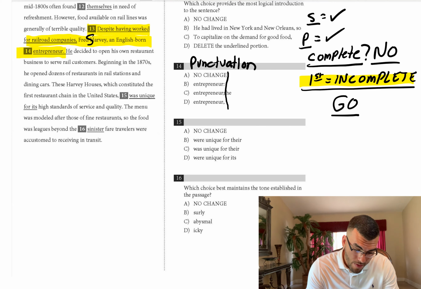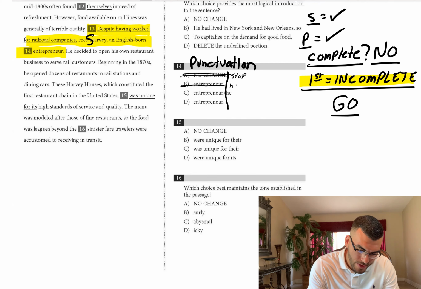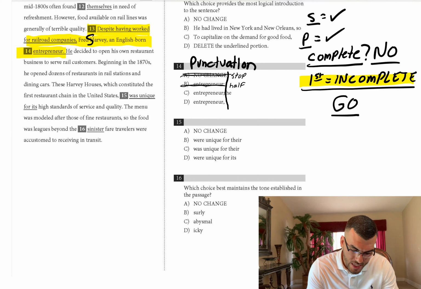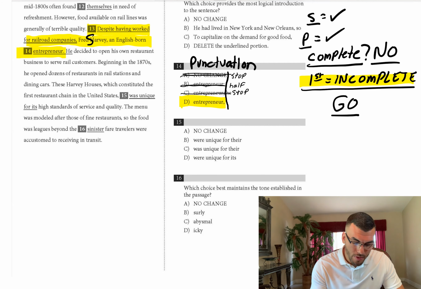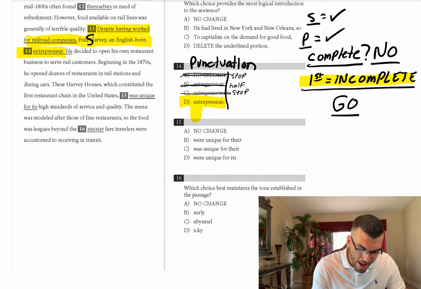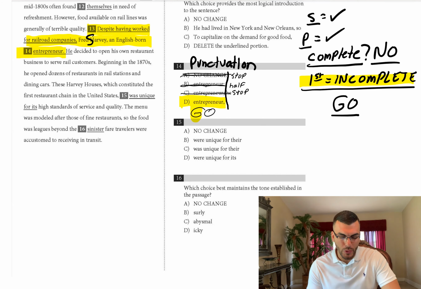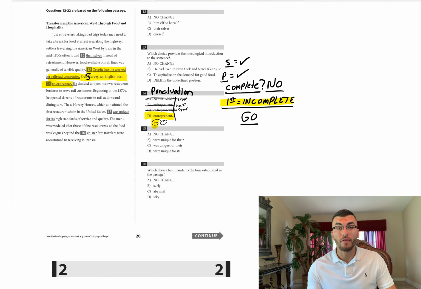So we can get rid of A, because A has a period. A is stop punctuation. Choice B is a colon. That's half stop punctuation. Choice C is a semicolon. That's stop punctuation. And without even having to look at the second sentence, we know the correct answer is D, comma, not followed by a fanboy. So that's the only example of go punctuation that we have in the answer choices, choice D. Super easy, guys. So now let's look at number 34.